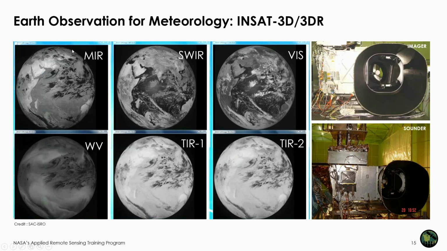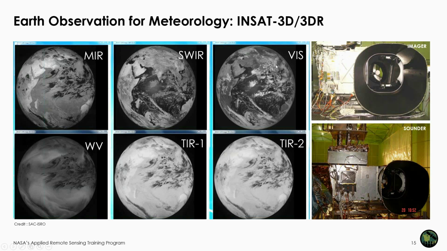This is how the full disk observation from the INSAT satellites looks like. These are the pictures of the 6 channels of the INSAT 3D imager. This is the picture of the sensor. This is how the sensor looks, which is taking these pictures from 36,000 kilometer altitude.